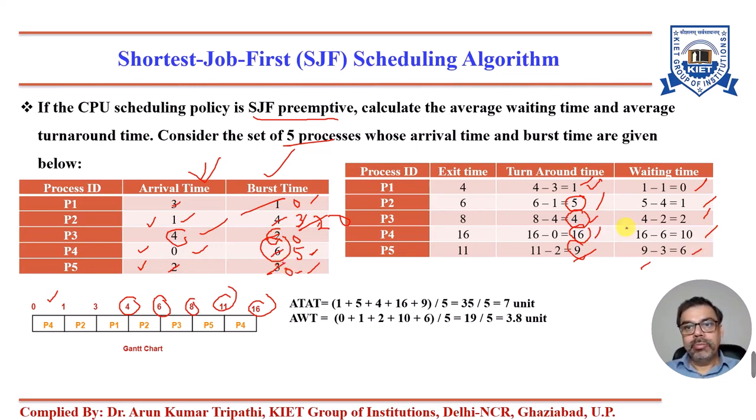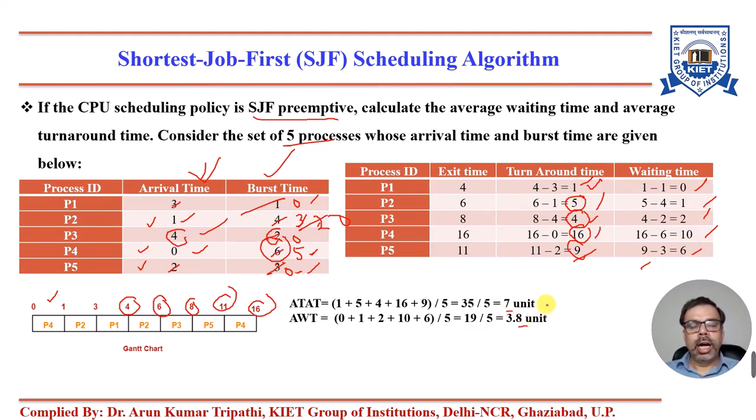So this way, we can calculate the turnaround time and waiting time for each individual process. Now we have to calculate the average turnaround time and average waiting time. So average turnaround time will be the sum of all turnaround times of the processes divided by the number of processes, that is 5. So here it will be 1 plus 5 plus 4 plus 16 plus 9 by 5. Similarly, the average waiting time is 0 plus 1 plus 2 plus 10 plus 6 by 5. It will be 3.8 units of time.